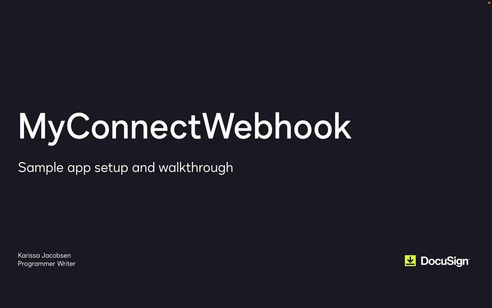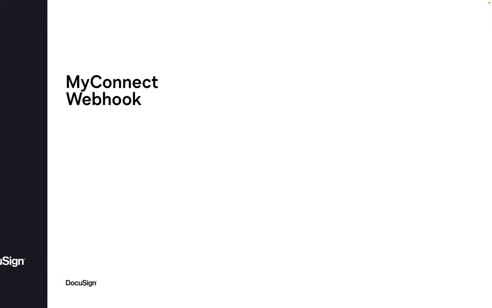In this screencast, I'll demonstrate how to set up and use the DocuSign sample app, MyConnectWebhook. I'll show how to use the source code from GitHub to configure the app locally for use with your own developer account, and walk through how to create a DocuSign Connect configuration for the app to receive webhook notifications.